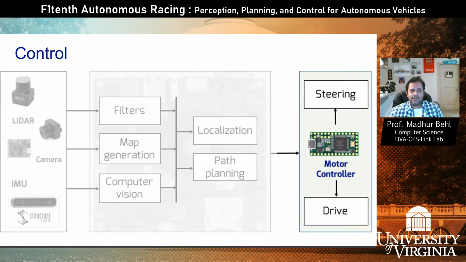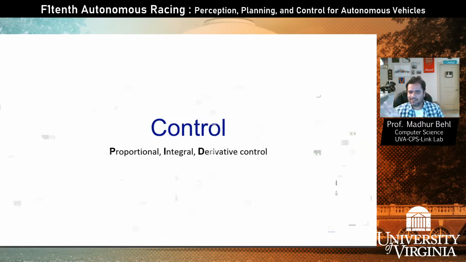So once you have the plan and the map, you have to solve two problems. You have to locate where you are in the map, and when you plan a path, you have to follow that path. So let's talk about the second problem first, which is the problem of control. In this course, you will learn about different types of control, reactive control and predictive control, but you will also learn about a very simple form of controller called a PID, or proportional integral derivative controller.